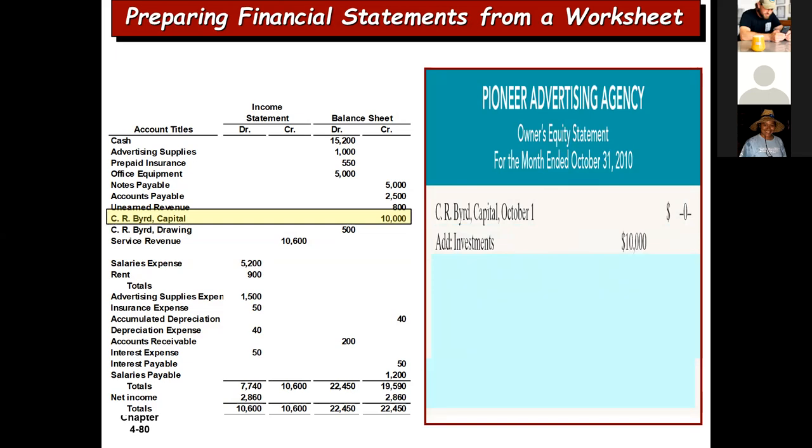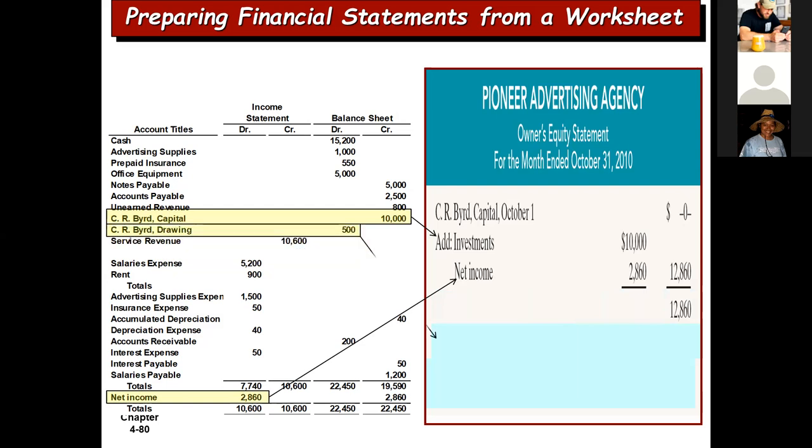During the month, the owner invested $10,000 of his own assets. So there's a credit to the capital account. And during the month, the company earned income. So that's going to increase the capital's balance, $2,860. So the two increases to the capital account were the original investment of $10,000 and the company's net income earned of $2,860. So the balance, $12,860, is then reduced by the drawing. The owner took out $500 for personal use. So the capital balance at the end of the period, in this case, was $12,360. That is basically how you construct the equity statement.